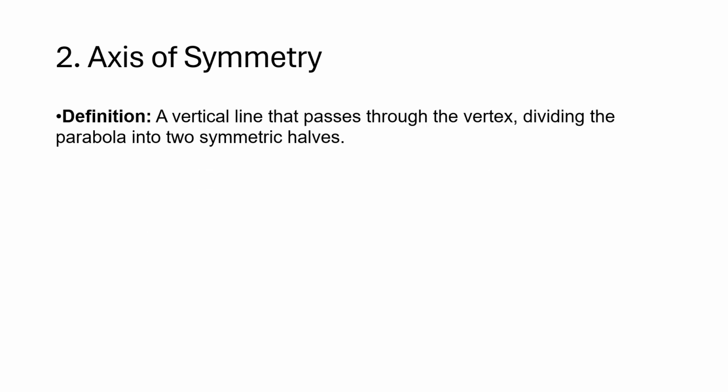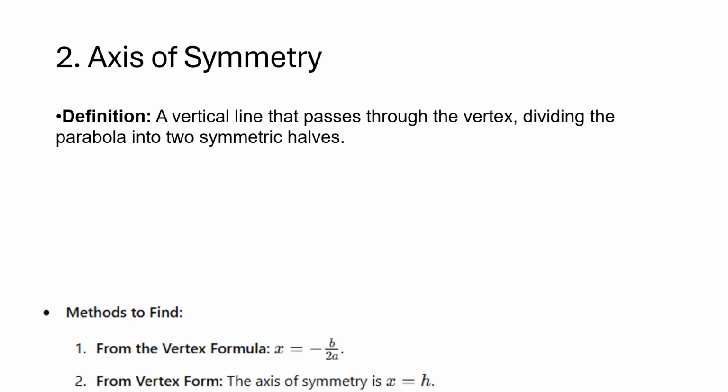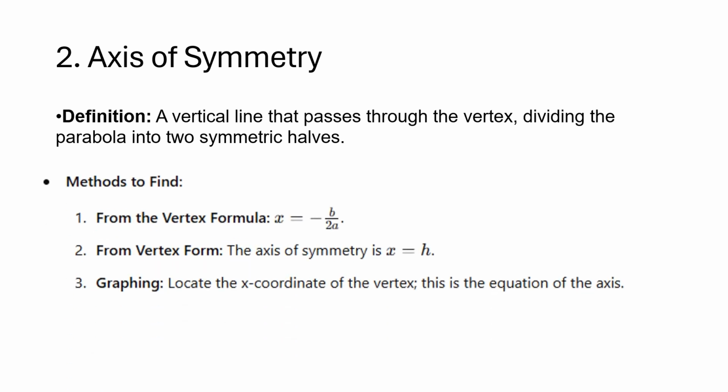Second, axis of symmetry. It is a vertical line that passes through the vertex, dividing the parabola into two symmetric halves, meaning equal parts. You can find it using the vertex formula, x equals minus b over 2a. Or from the vertex form, the axis of symmetry is x equals h. If you are on the graph trying to find the axis of symmetry, you can locate the x coordinate of the vertex, and this is the equation of the axis.